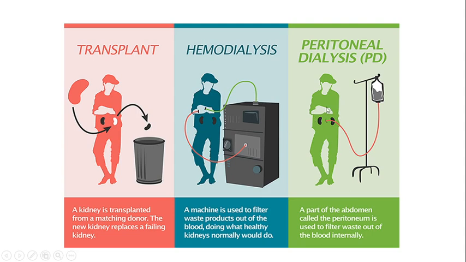Now in peritoneal dialysis, what happens is you insert the tubing into the peritoneal cavity. You also administer a dialysate. Now dialysate is a substance that can absorb all the waste material. So all the waste through the peritoneum enters into the dialysate. Then this dialysate is removed from the body. So that is how peritoneal dialysis is carried out.